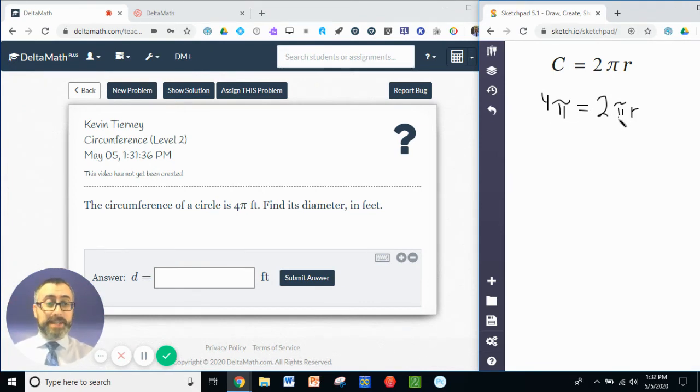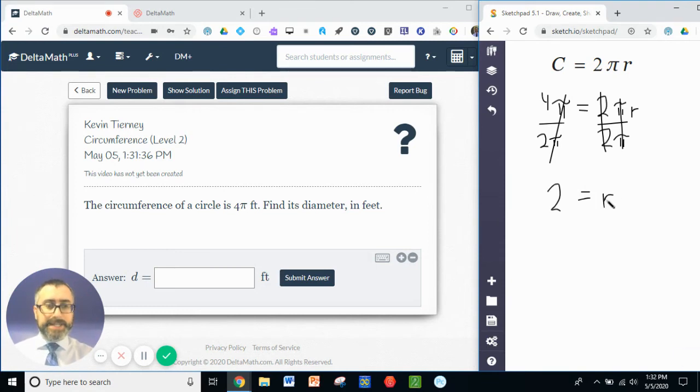Let's do some canceling. To cancel the 2 pi, I'll divide by 2 pi. And then to balance on the other side, I divide by 2 pi. 4 divided by 2 is 2. Pi divided by pi cancels. 2 divided by 2 cancels. Pi divided by pi cancels. All I'm left with is 2 equals r.